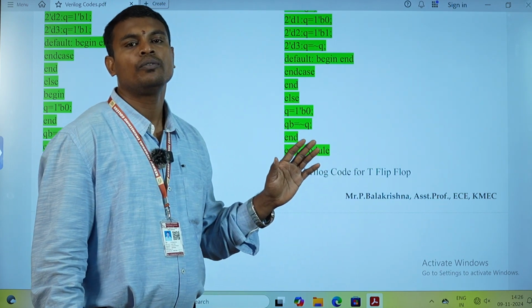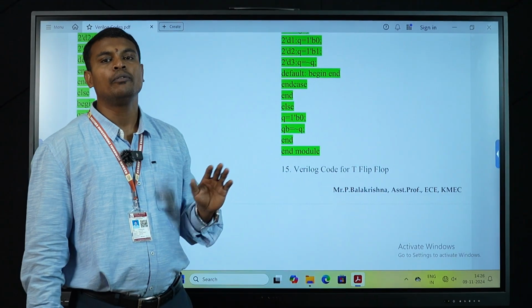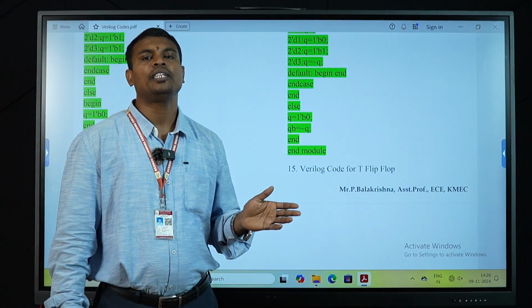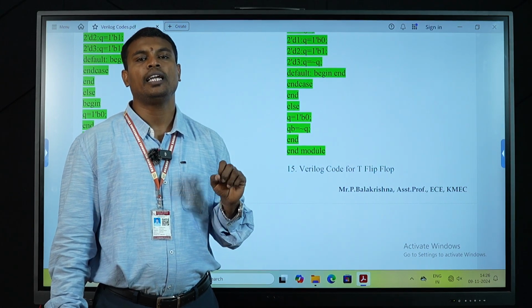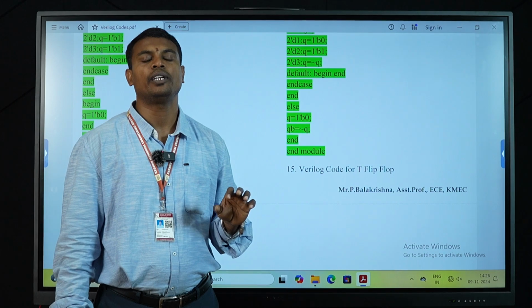So this is how we are going to write the program for flip-flops. The same module can be repeated for T flip-flop also. So this is how we represent any kind of circuits in Verilog code representation.